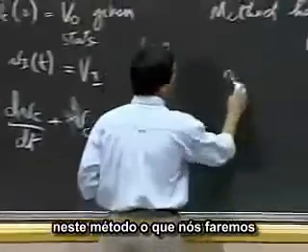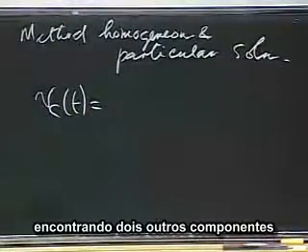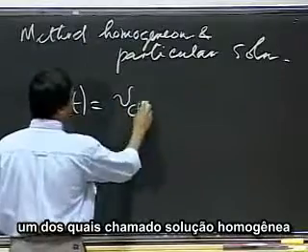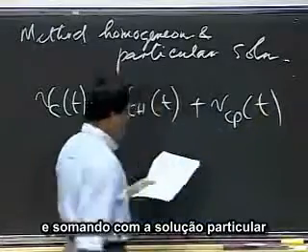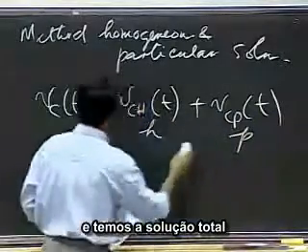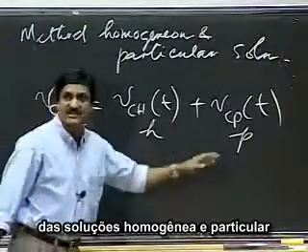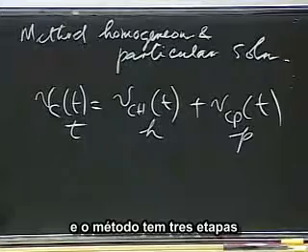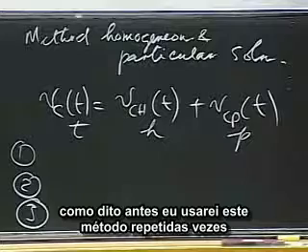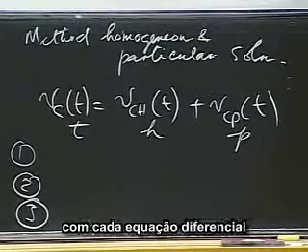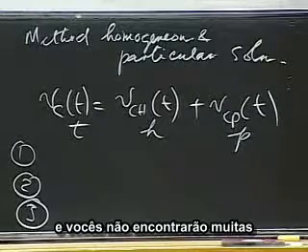So in this method, what we do, we find the solution VC by finding two other components. One is called the homogeneous solution, and summing that up with the particular solution. And that's the total solution. The total solution is the sum of the homogeneous and the particular solutions. And the method has 3 steps. Okay, as I said before, we will be using this method again and again with every differential equation that we encounter in this course. And you won't encounter a whole lot.